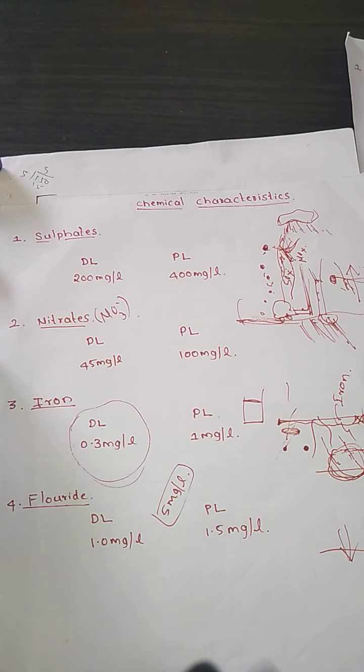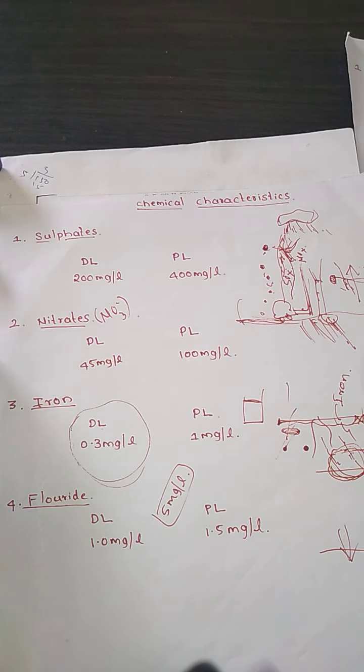Nitrates, the desirable limit is 45 mg per liter and the permissible limit is 100 mg per liter. If the nitrate exceeds 45 mg per liter, then it is going to cause blue baby disease in newborn babies. Next is iron. The iron limit is 0.3 mg per liter and the permissible limit is 1 mg per liter.